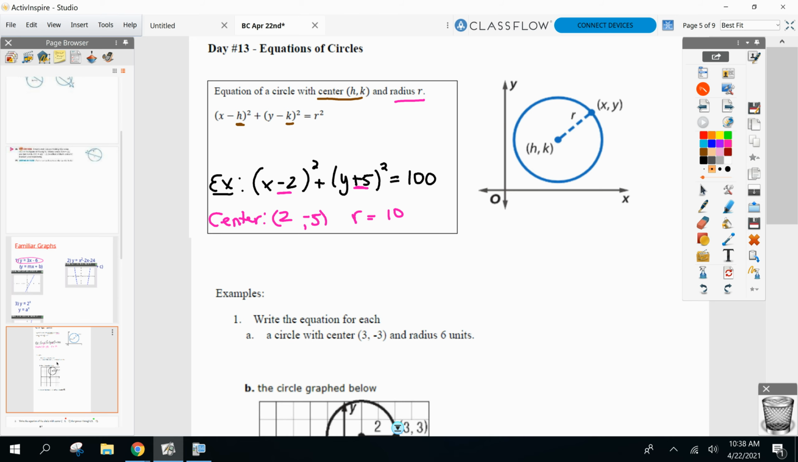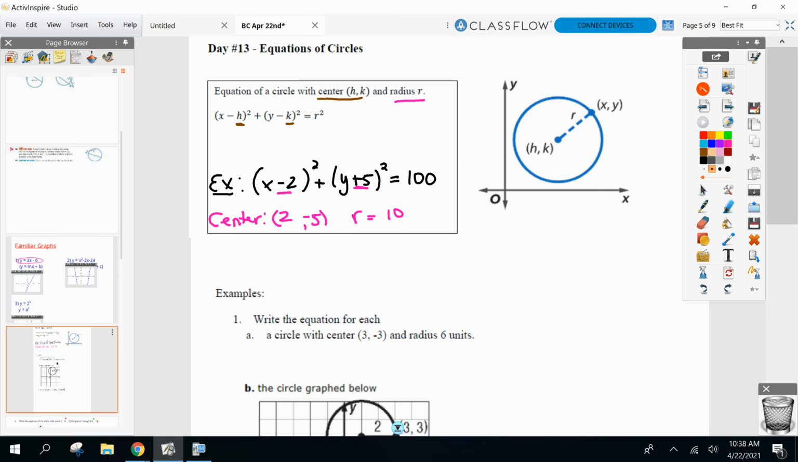All right, so does everyone see the equation of the circle? I can get the center from it, and I can get the radius length from it. Okay, those are the two things I can get. Anything you want to ask before we go into actual questions here?